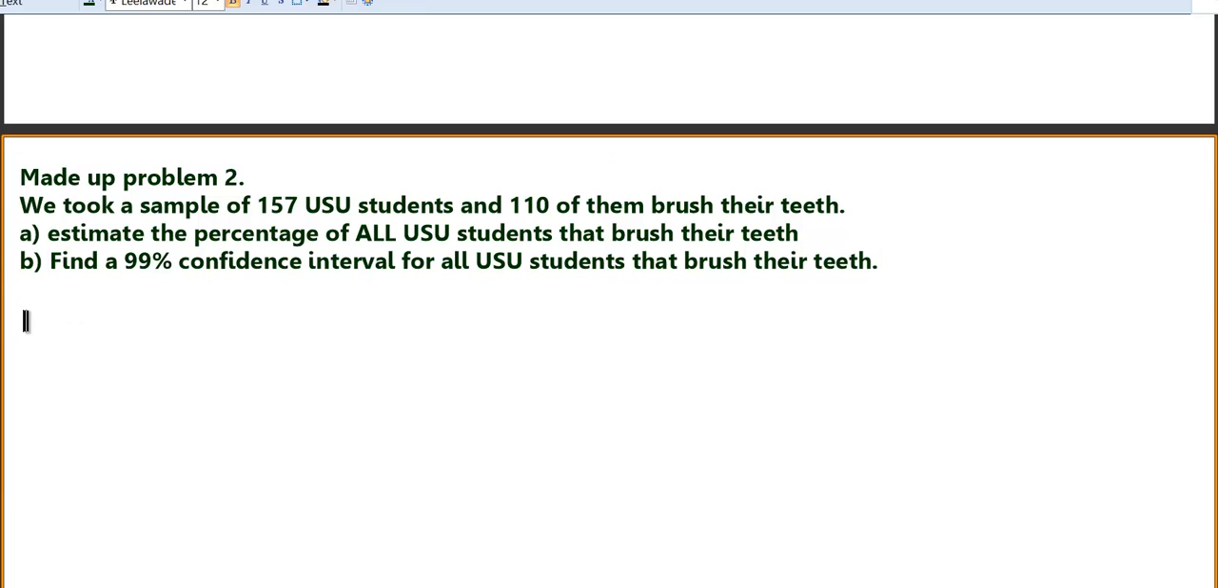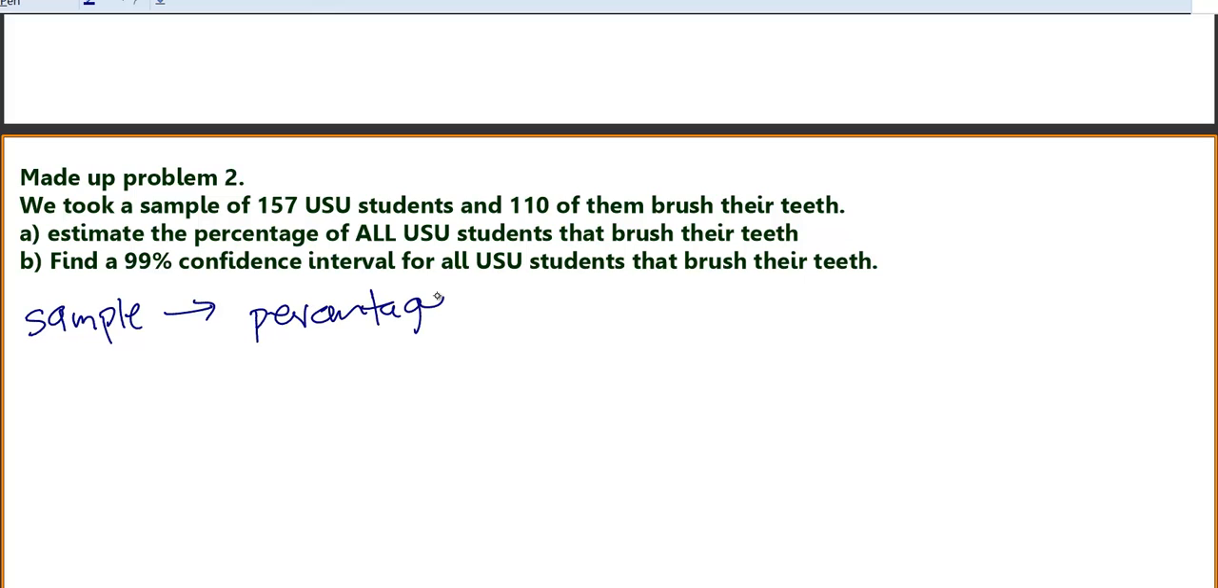I've been trying as we go through these problems to tell you what I'm thinking as I see the problems and how I figure out what I need to do. So as you look at this problem, what are you seeing? What are your first thoughts? Okay, it is a sample, because it's a sample of 157 students and 110 of the people in the sample brush their teeth. So this would have to be a sample to a percentage problem. So that's chapter 21. Plus it says finding confidence interval, and that happens when we go from sample to percentage.